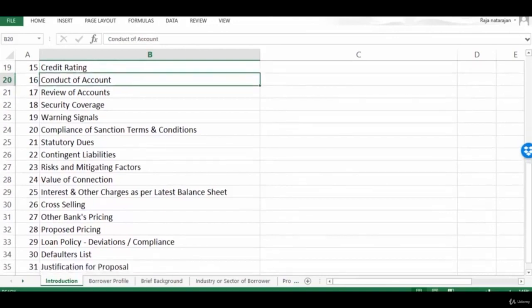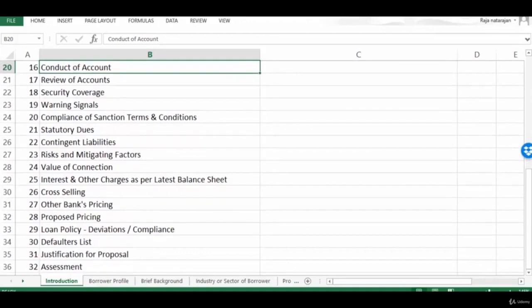Then conduct of account also will be discussed, how this account was performing, especially in case of existing accounts, how it was performing in the past 1 year, whether there were any adverse reactions like irregularities, overdue, or whether the account had become NPA for some days. So all those will get captured here, and that would give a clear pulse of the customer regarding the credibility.